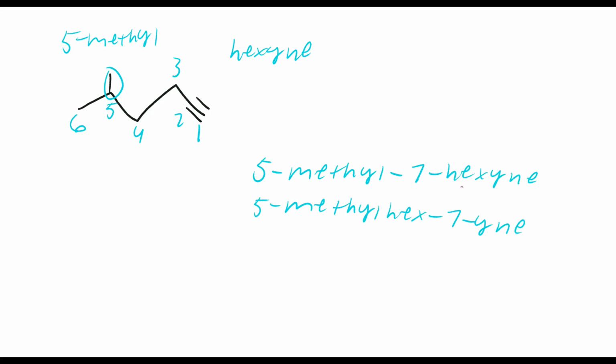So this shows me that we have a hexane because there's 6 carbons, but we have an yne, so there's a triple bond. The triple bond occurs at carbon 1.